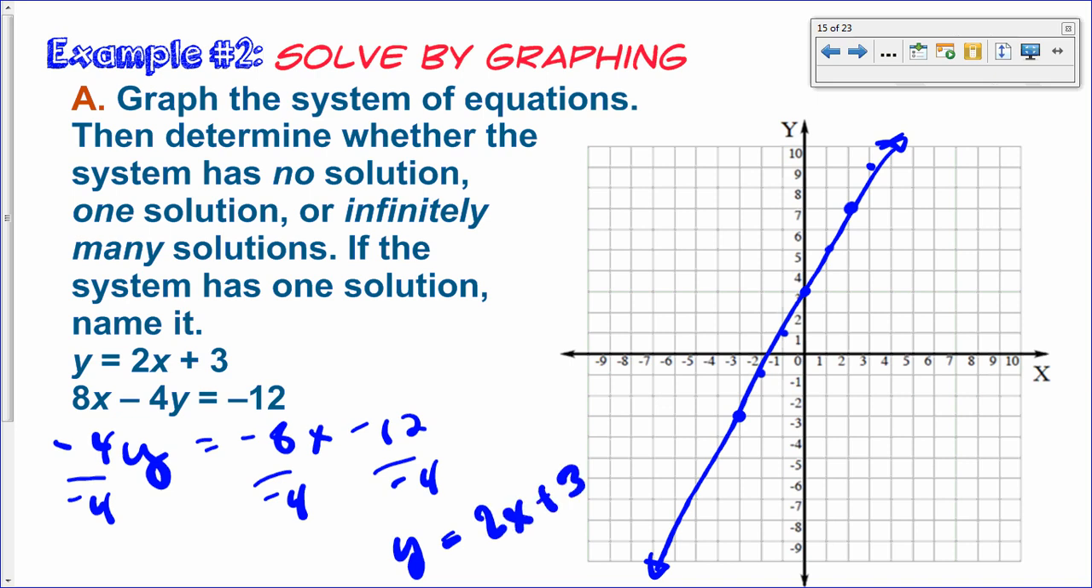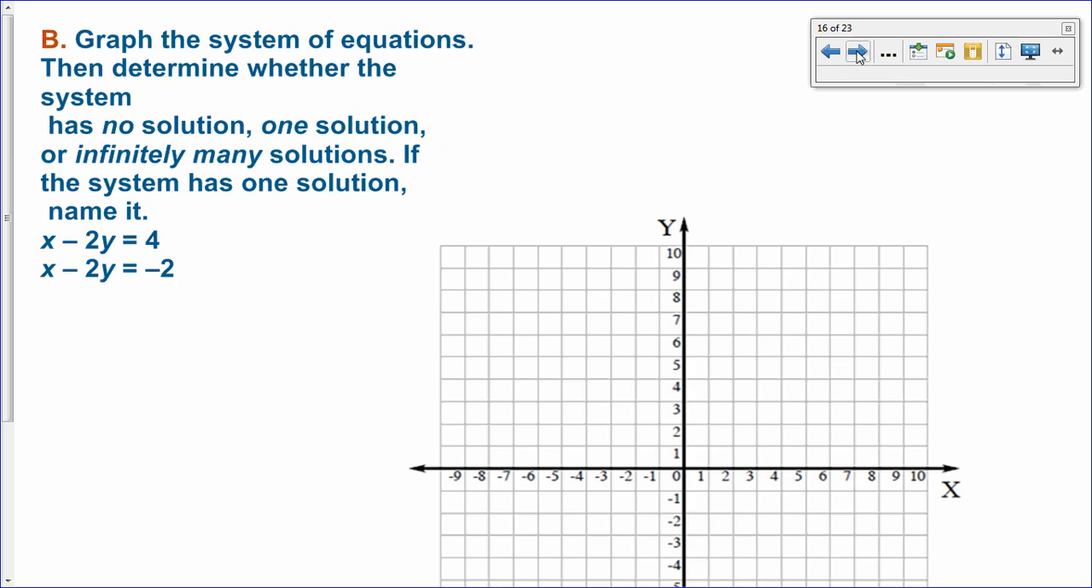Okay, what do you notice here? Same one. We're the same. So what's that mean, Ferris? Infinitely many solutions, right? They're consistent. Good. Pretty easy, right? So far? Everybody got that one? Okay, graph the system of equations, do the same thing, all right?